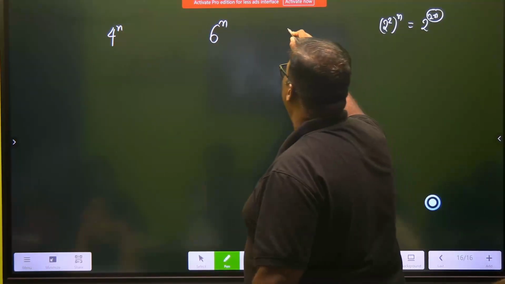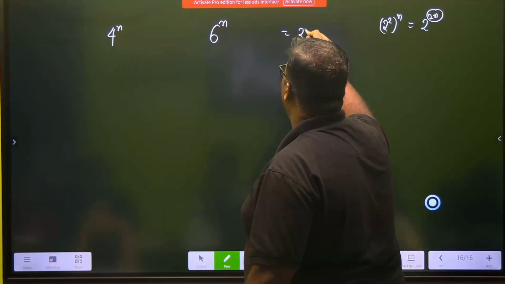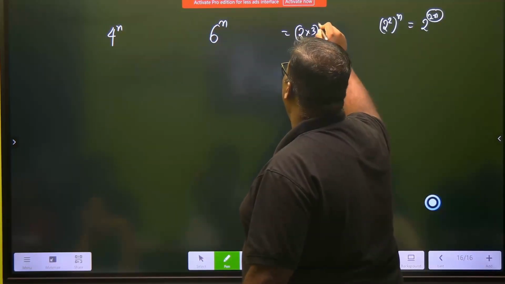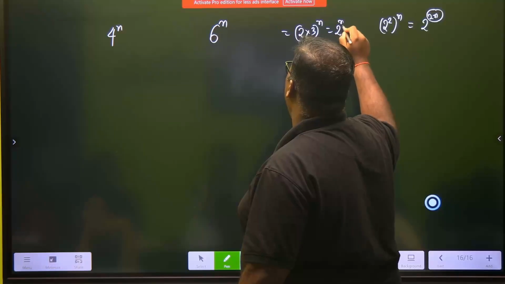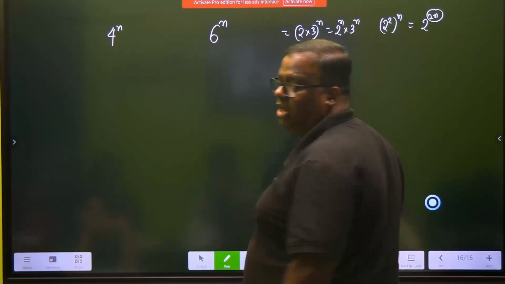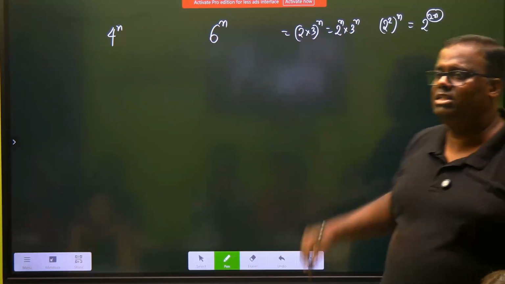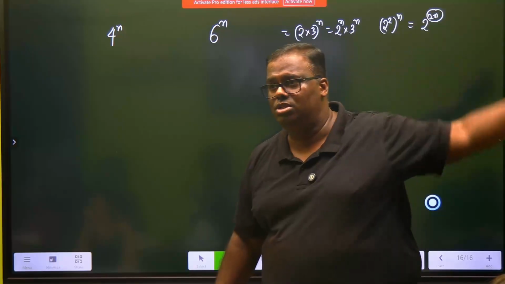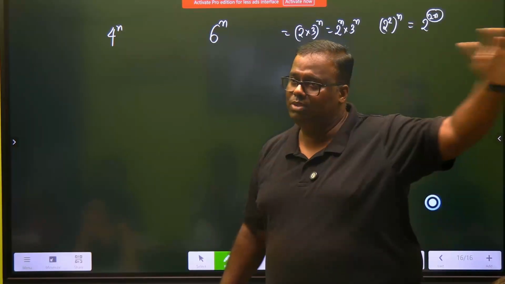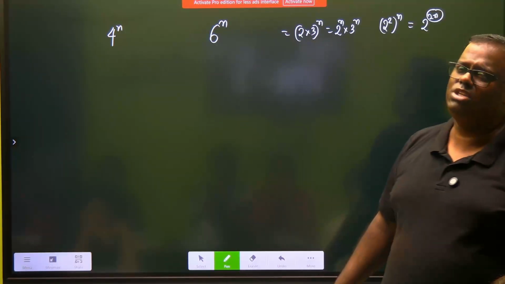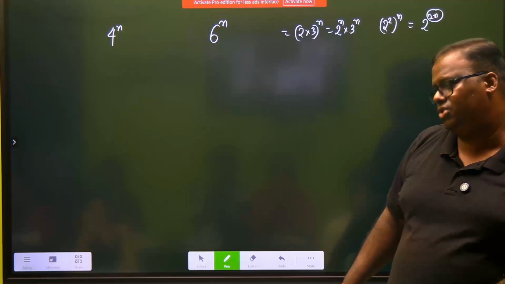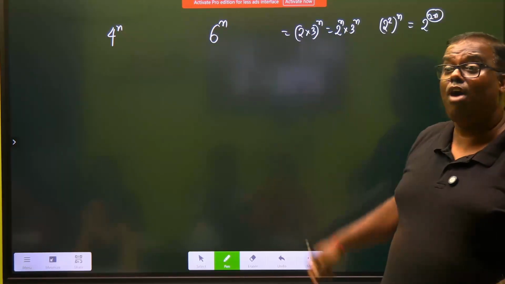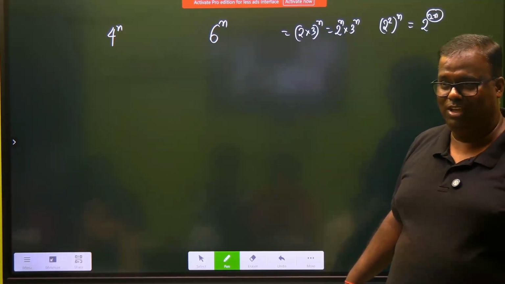So what do I do? I can write it as 2 into 3 to the power n. So it's 2 to the power n into 3 to the power n. That means in its prime factorization, I will get lots of 2's. I will get lots of 3's. But one thing which I will not get is a 5.